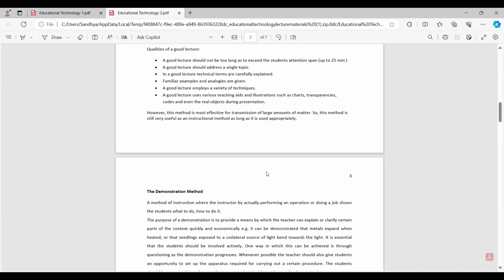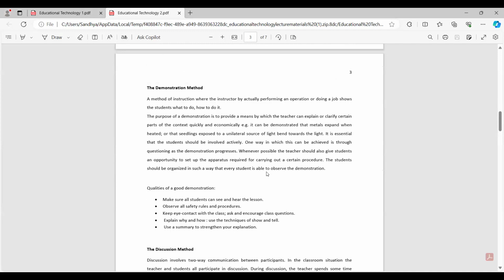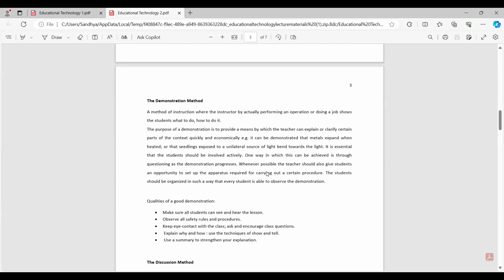Okay. Now we have the demonstration method. Now, demonstration method is also highly what? Teacher-centered or student-centered? Teacher-centered. Yeah, it's highly teacher-centered. Why do we say that it's highly teacher-centered?